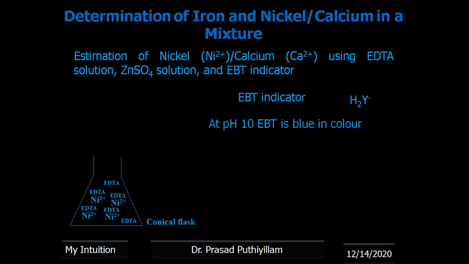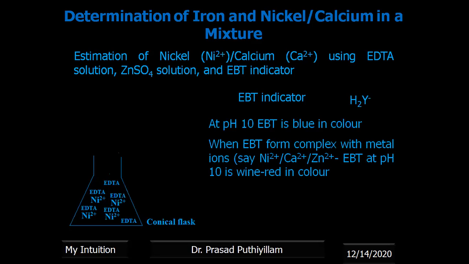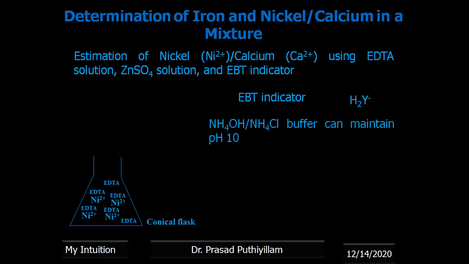Or simply we use EBT to write the chemical reactions. At pH 10, the indicator EBT exists in blue color. So when EBT forms a complex with metal ions at pH 10, say a nickel ion or calcium ion or zinc, any metal ion, it will be converted to wine red in color. That means if you add an indicator containing a metal ion, the color will change to wine red. Or if a metal ion comes from the burette, if you add excess metal ion, and it comes in contact with the EBT, it changes color to wine red.